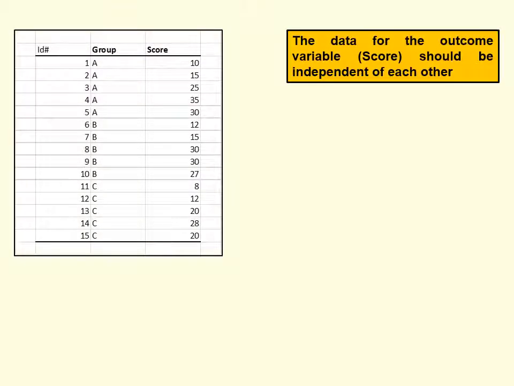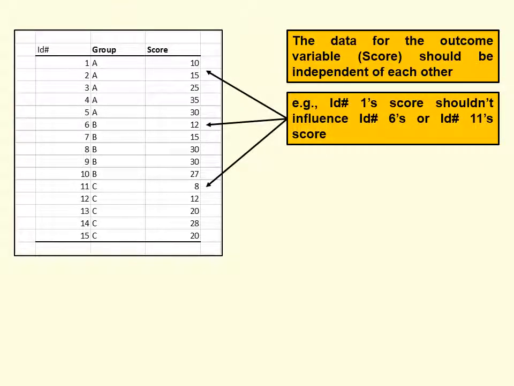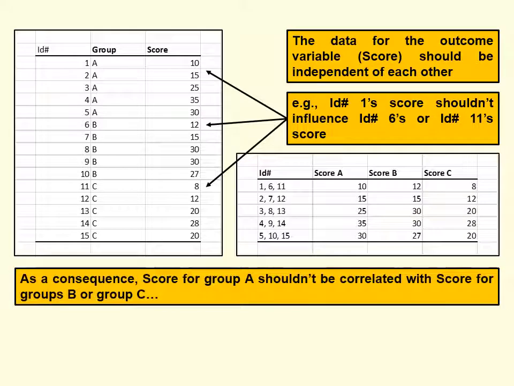If that's a little bit hard to visualize, consider this image here. Again, this is our independent design, and the point that I just tried to make is that person number 1's score shouldn't really have any influence on person number 6's score, or indeed on person number 11's score, because those are different people and they're in different conditions. So as a consequence, the score for group A shouldn't be correlated with the score for group B or group C. Now, in the population, we assume a zero correlation.